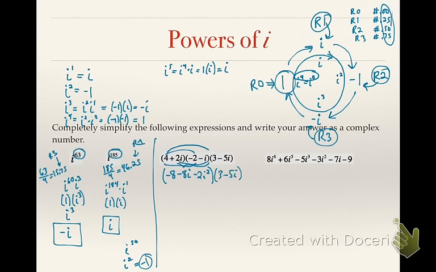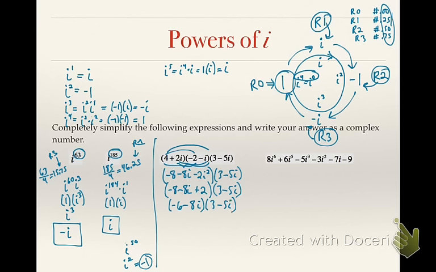Let's combine that first expression. Negative 8 minus 8i. Now notice because i squared is negative 1, I can change that into a positive 2. Combine like terms. Negative 8 and a positive 2 makes a real part of negative 6, an imaginary part of negative 8. 3 minus 5i still there.